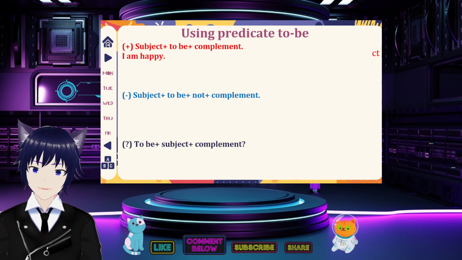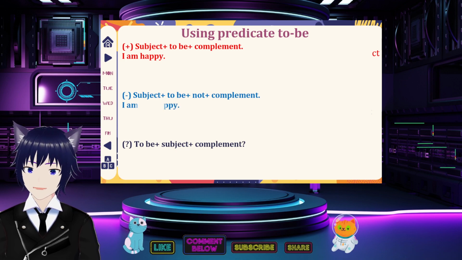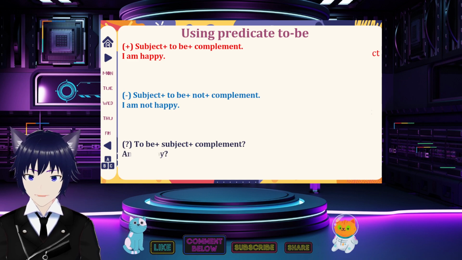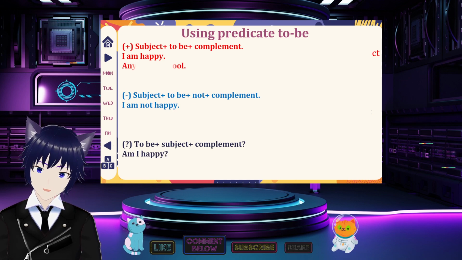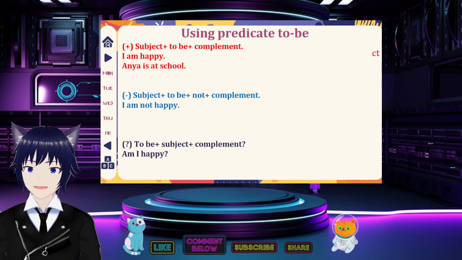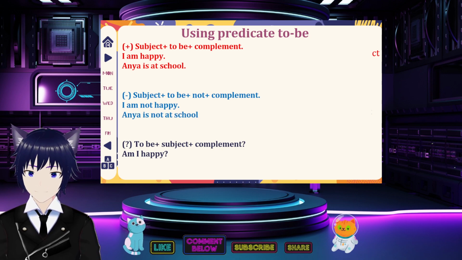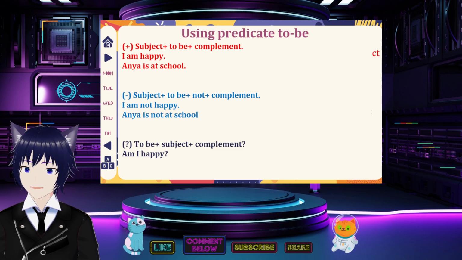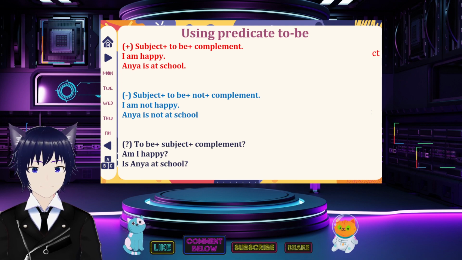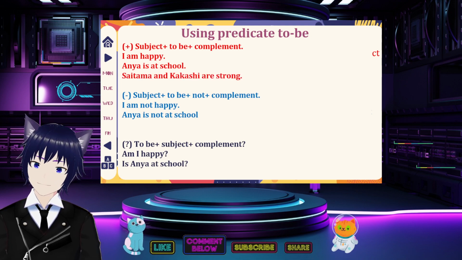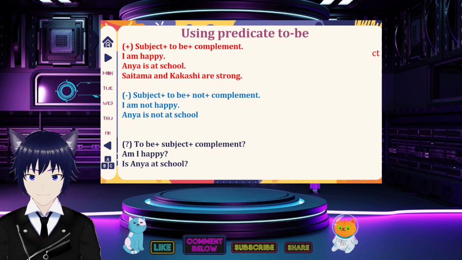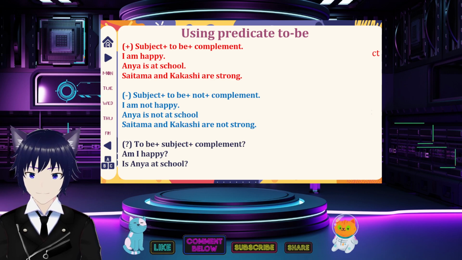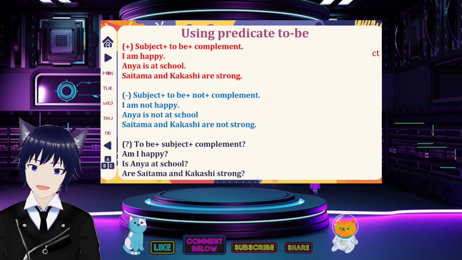So for example, for the positive one, I am happy. For the negative one, I am not happy. And for the question, am I happy? Also, for the positive one, we have Anya is at school. Negative one, Anya is not at school. And for the question, is Anya at school? For the positive one, Saitama and Kakashi are strong. Negative one, Saitama and Kakashi are not strong. And for the question, are Saitama and Kakashi strong?